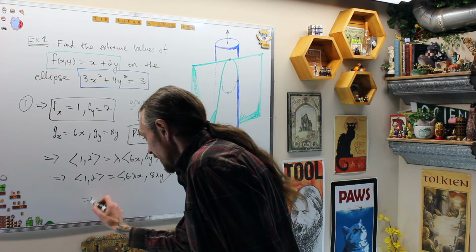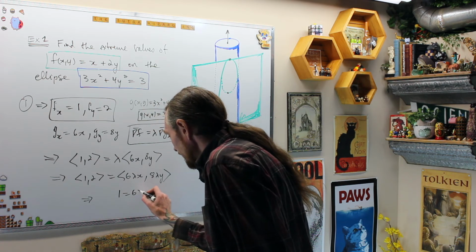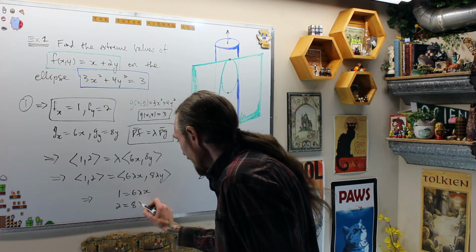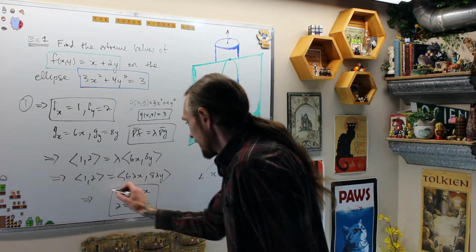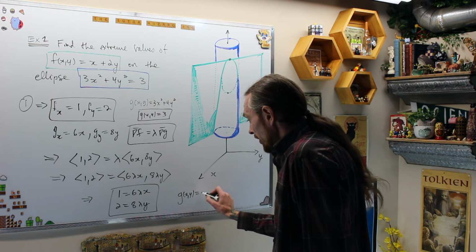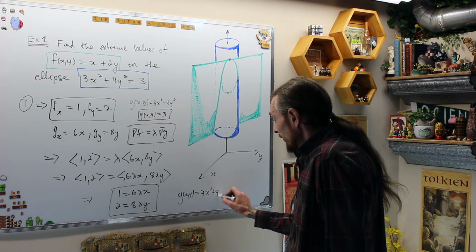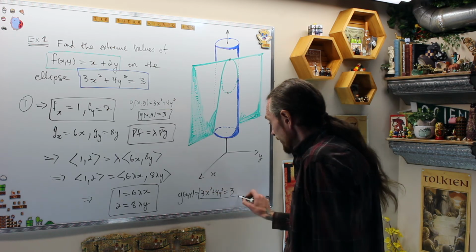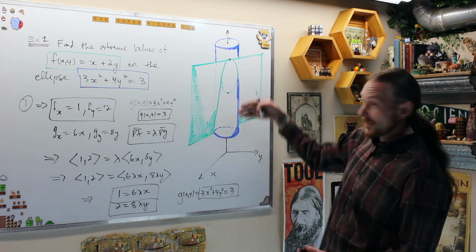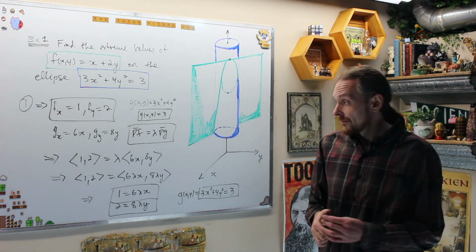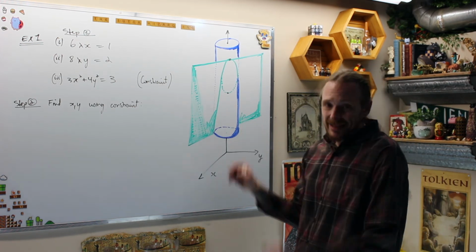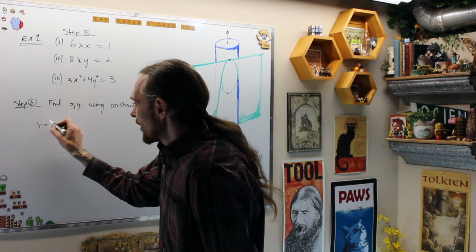What am I going to do with this? This gives me 1 equals 6 lambda x, and this gives me 2 equals 8 lambda y. And then I also have g of x, y, which is 3x squared plus 4y squared equals 3. I have 3 equations. Let's move that up and see what happens here and try to find the max and min value. Step 2, what do we want to do? We want to find x and y using the constraint. What does that mean? Basically, first of all, lambda is not 0.